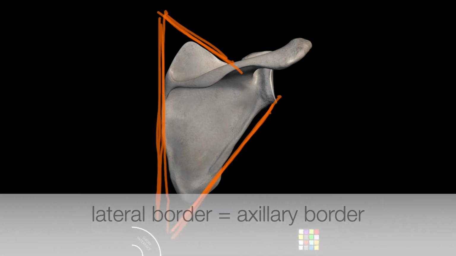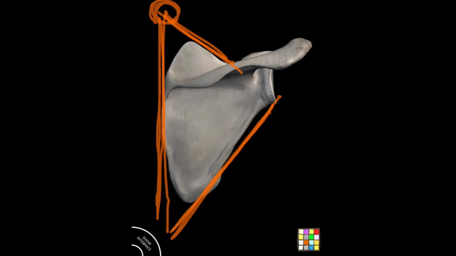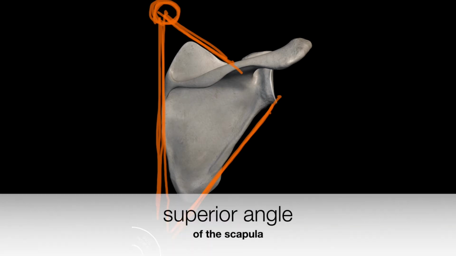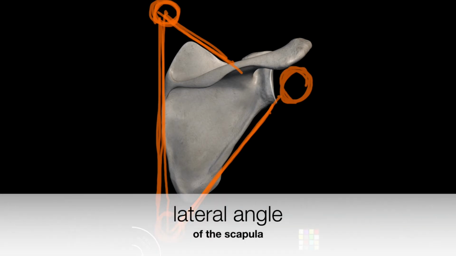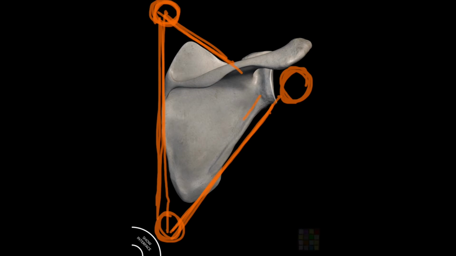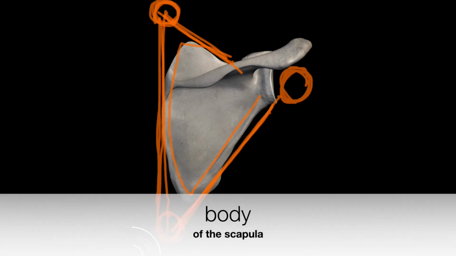So three borders and three angles. Because the medial border runs more or less vertically, at the top of it we have the superior angle, and at the bottom of it the inferior angle of the scapula, and that leaves the third angle to be the lateral angle of the scapula. The large flat surface is the body of the scapula.